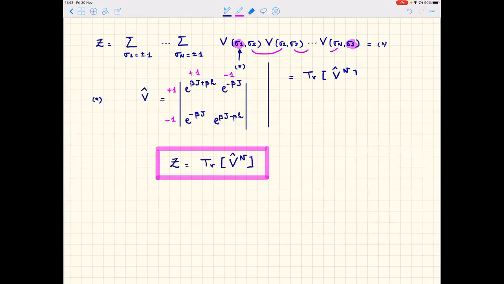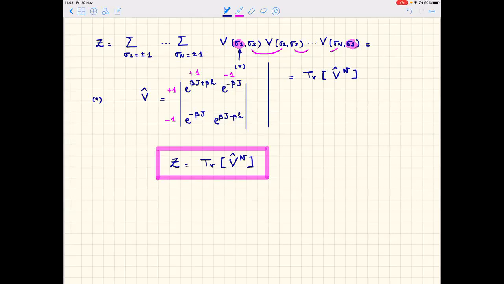So when you have periodic boundary conditions, it doesn't matter in which order you perform the summation. You can leave behind sigma 2 and sum over all the others. You can leave behind sigma 3 and sum over all the others. It doesn't matter. You will always get trace of V to the power n, no matter what you do. Okay?